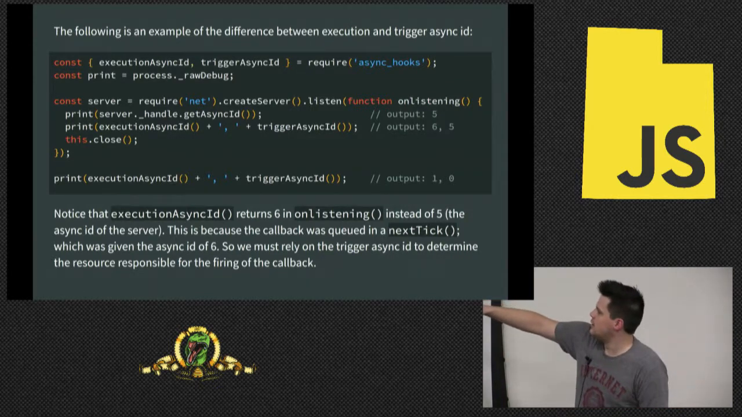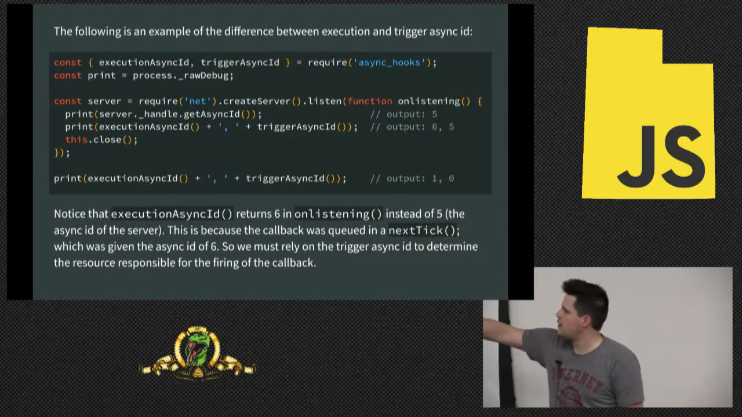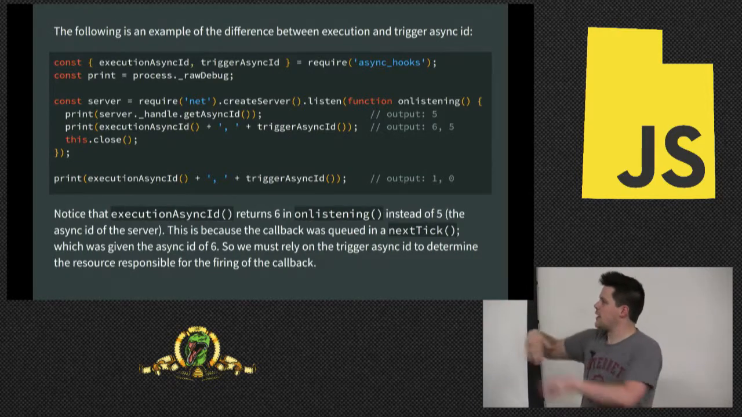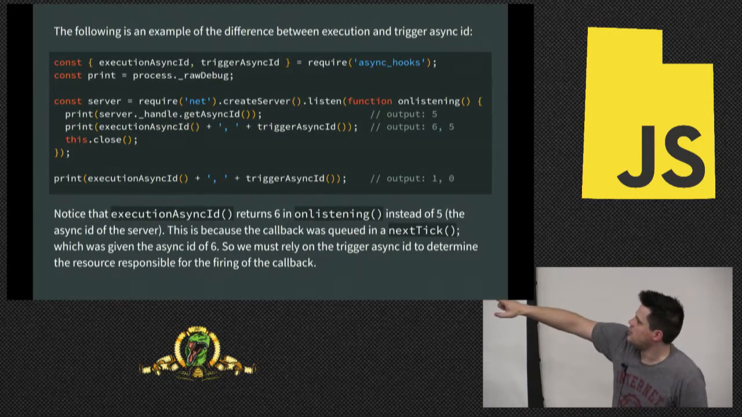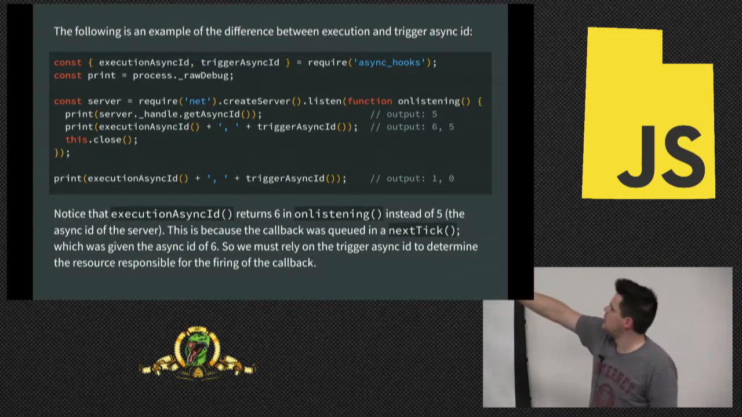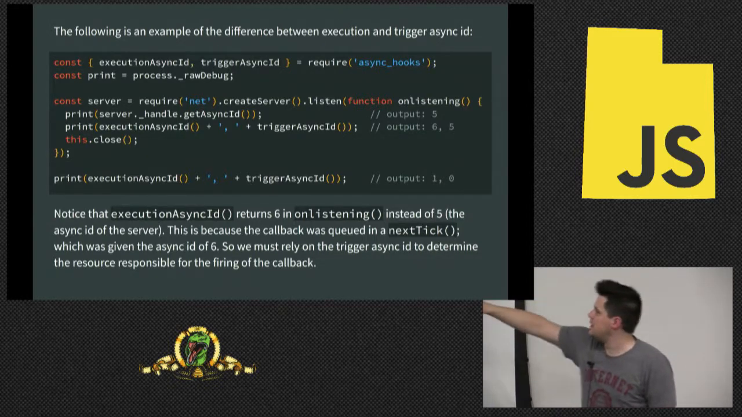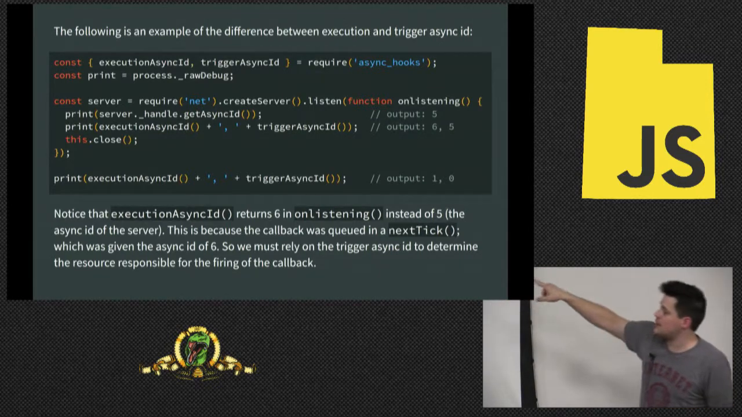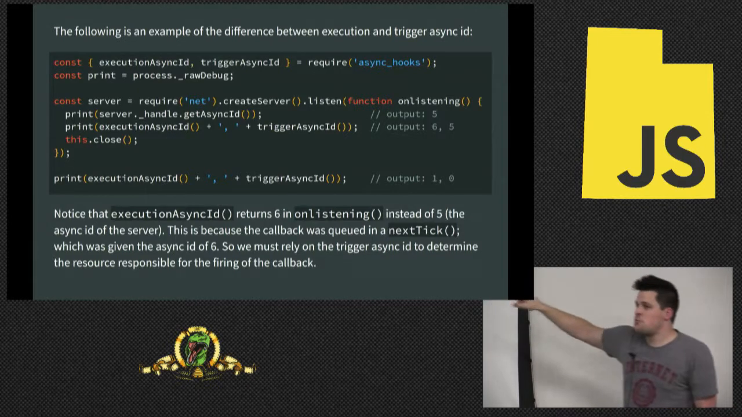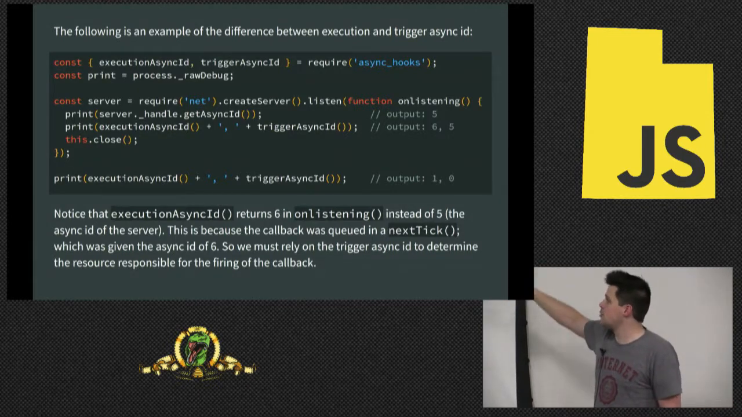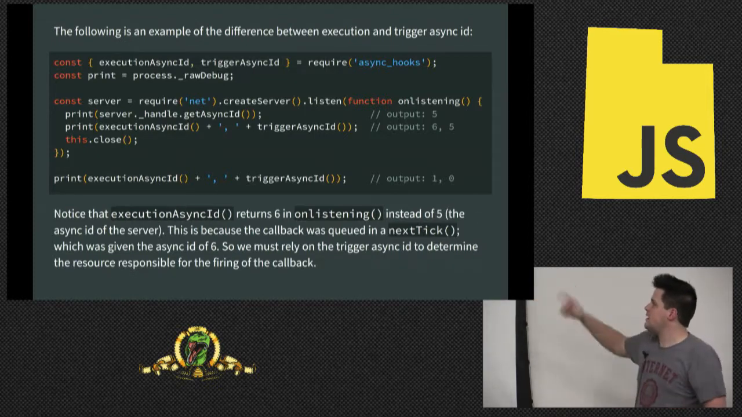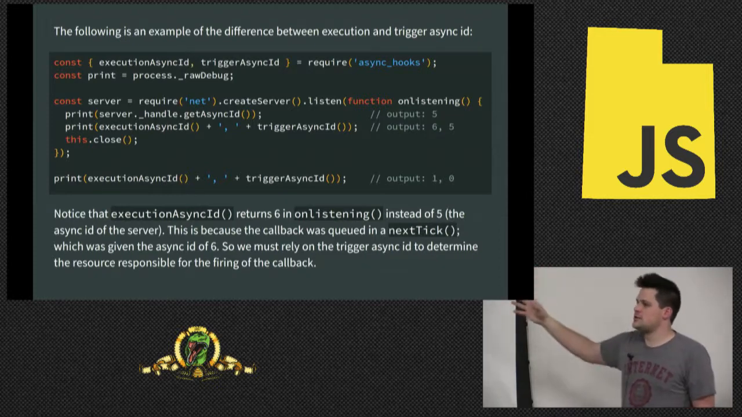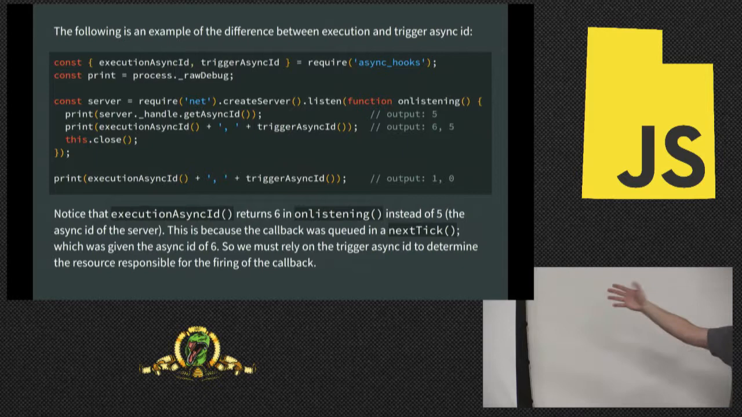So jump past that, look at the bottom, we have execution async ID and trigger async ID. That's 1 and 0. That's your base for your bootstrap. And now inside here, you have the async ID of the server, which is 5. Now the execution async ID is 6. That's of the next tick. And so that information is actually useless, because I don't care about that next tick. If I trace the tree back, it's listen callback, next tick, bootstrap. I know nothing about the server, which is stupid because I'm listening to the server.